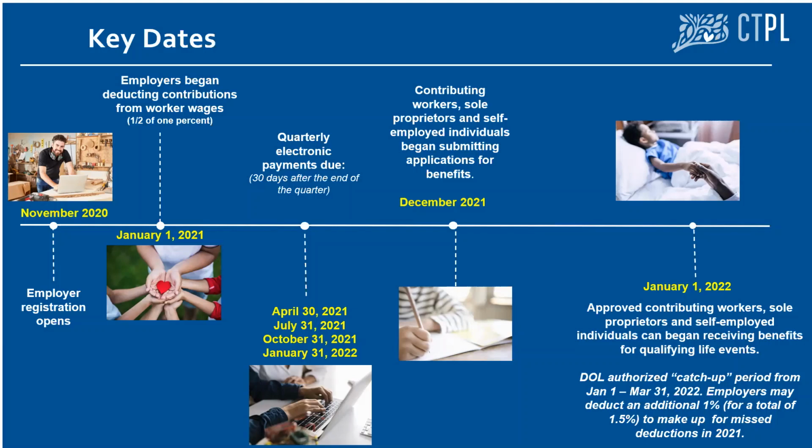Now, you'll see the note in italics down there at the bottom, which is really important to note. The Department of Labor has authorized a catch-up period, which goes from now through March 31st. And that is for employers who may have missed taking contributions last year. For this 3-month period, those businesses are allowed to take an additional 1% deduction from employee paychecks. So a total of 1.5% to try to make up for as much of those missed deductions from last year as possible. After March 31st, it does have to revert back to the 0.5%. And in order to take anything additional, the business would have to get special permission from the Department of Labor.